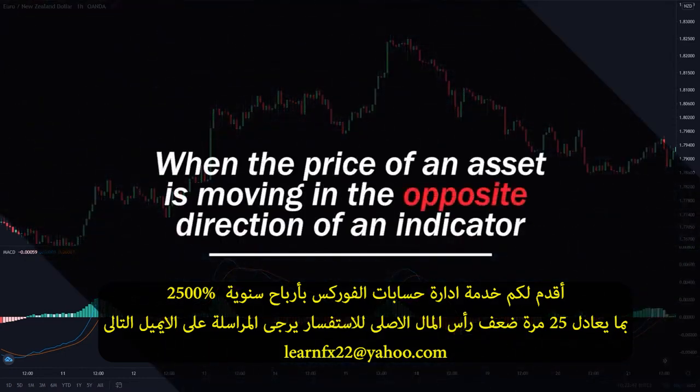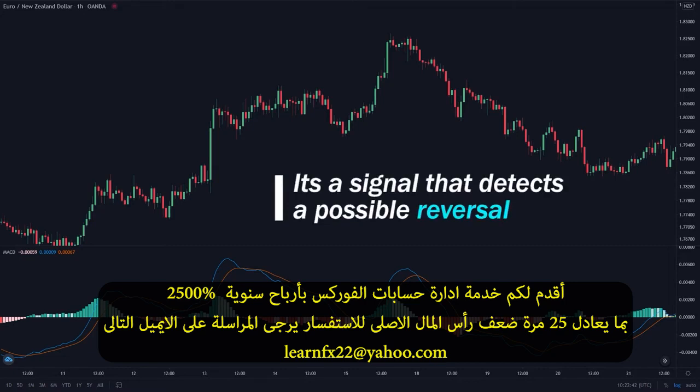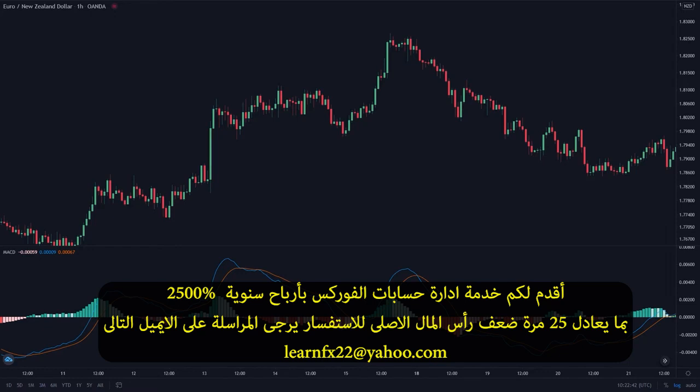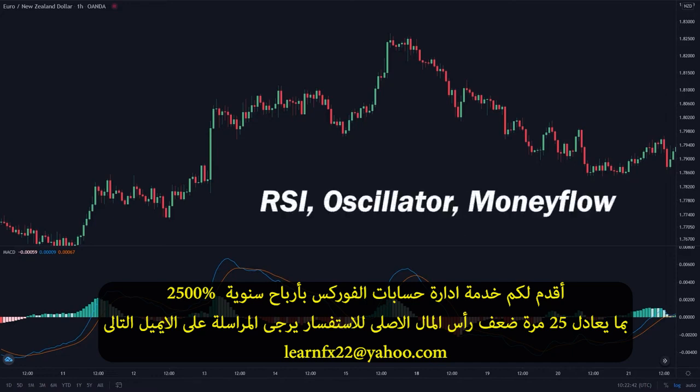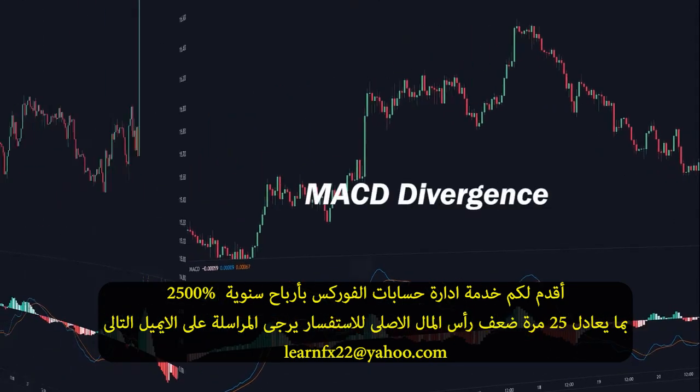It is when the price of an asset is moving in the opposite direction of a technical indicator. A divergence is created to warn that the current price trend may be weakening. In other words, it's a signal that detects a possible reversal. Remember, a divergence can happen in any indicator. It's not exclusive to the MACD. There are also divergences in the RSI, oscillator, money flow. But in this video, we are testing exclusively the MACD divergence.